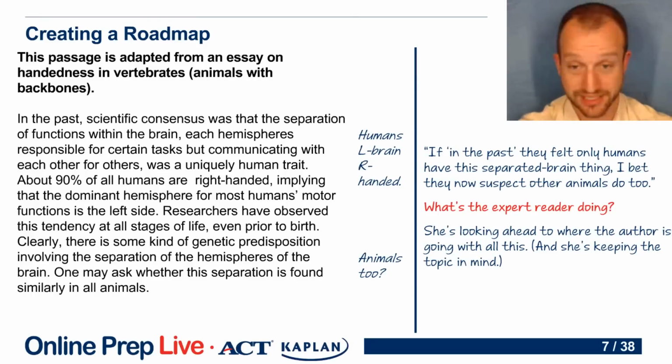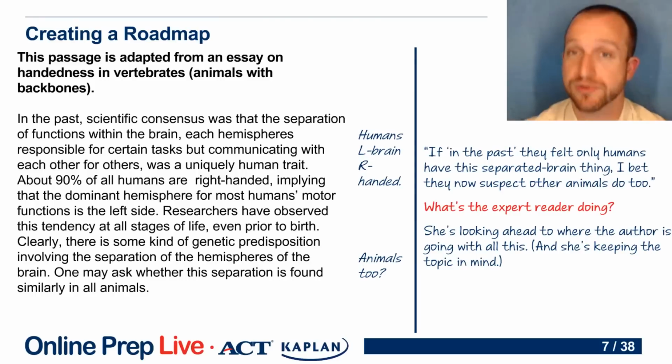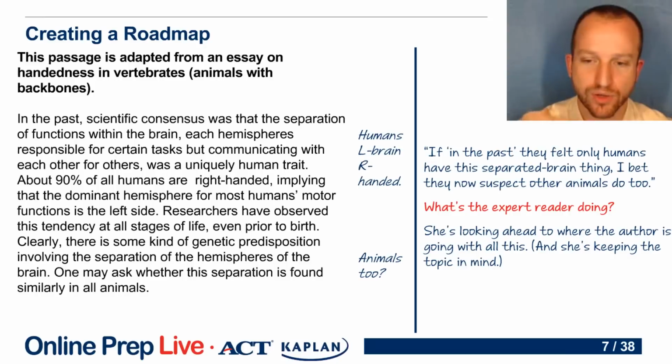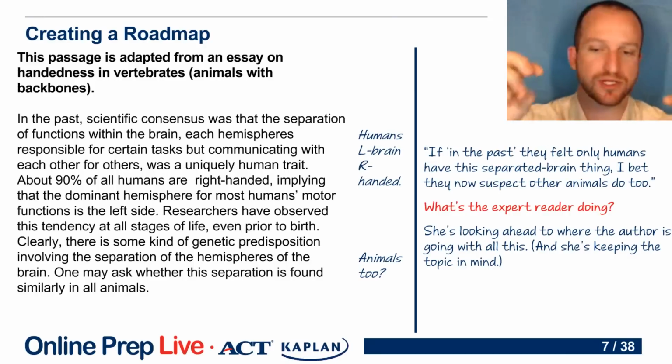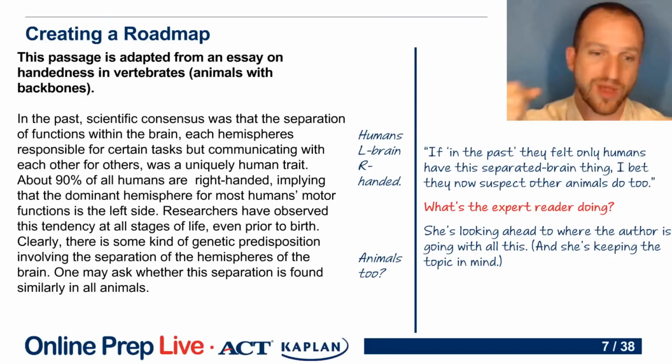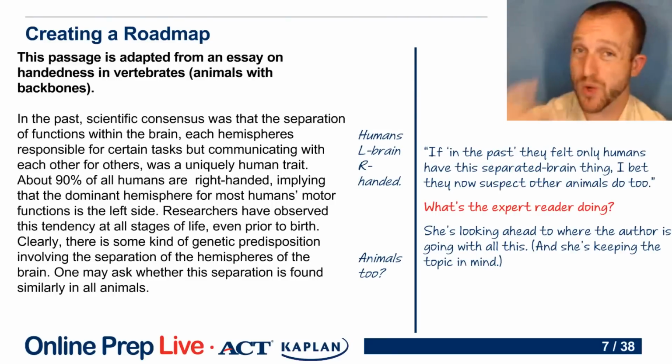Now, this is actually, like it says here on screen, what the expert reader is doing. Where am I going next? It's not just because I want to know where it's going next. It's because I want to be prepared for it. Think about it. If you could grab that the theme is the human brain, and it extrapolates to handedness, and then we have a question about animals, I want that question answered.